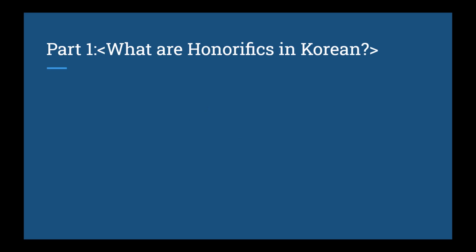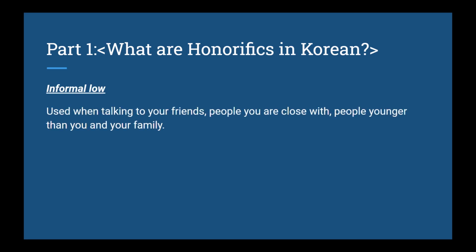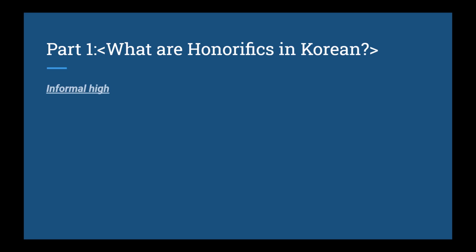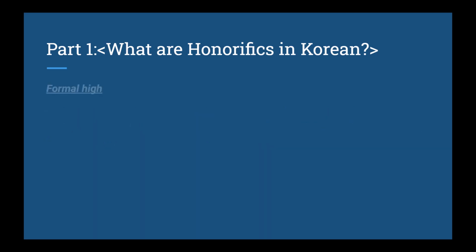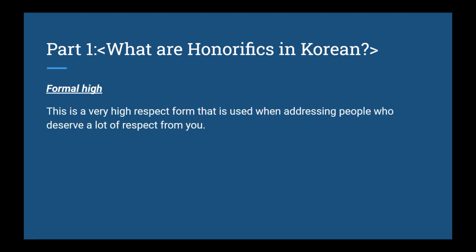Firstly, Korean honorifics. Well, what are they? They're different conjugations for words that depend on who you're speaking to. In this lesson, we'll go over 3 different conjugations. The low informal, which is with your friends and family, people you're close with. The high informal, which is used in most situations. And finally, we'll talk about the high formal, which is something you use with people you have to have a lot of respect for. Alright, let's see how these forms are conjugated.